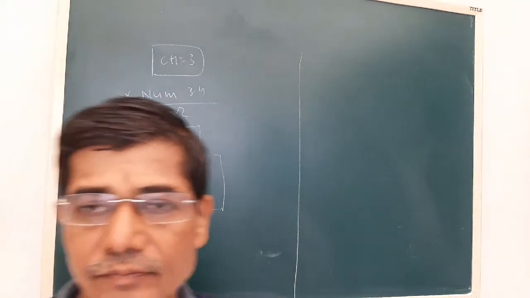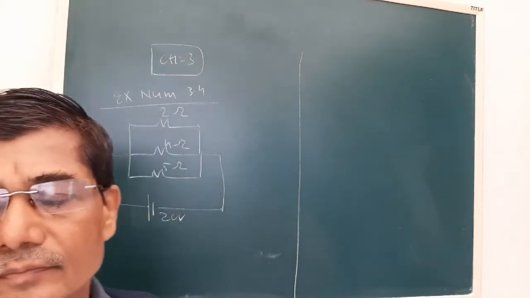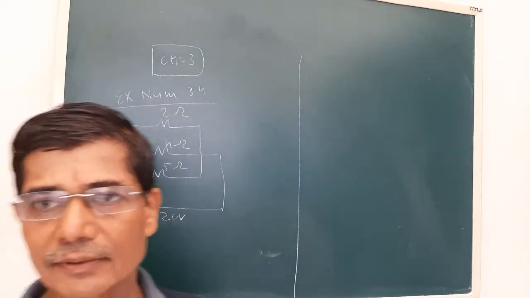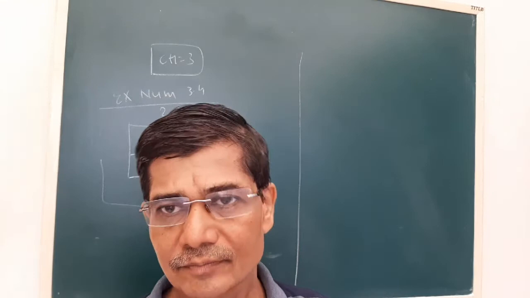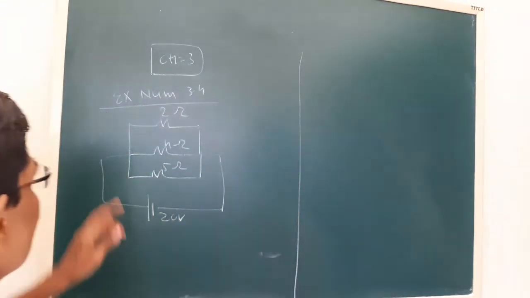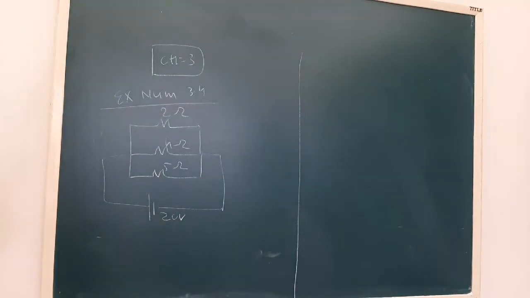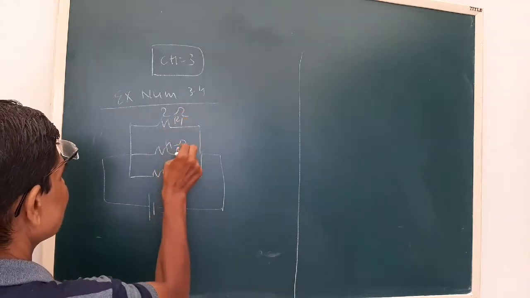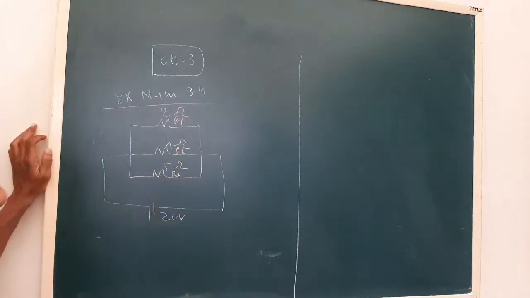Now, dear friends, last time we completed examples of chapter number 3 and we started exercise numericals. Now, see our exercise numerical number 3.4. The 2 ohm, 4 ohm, and 5 ohm, three resistors are connected in parallel with the 20 volt battery.